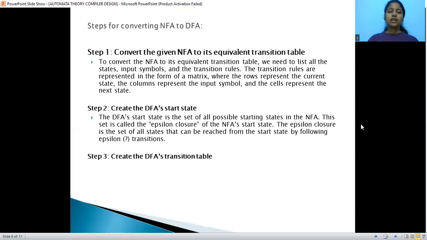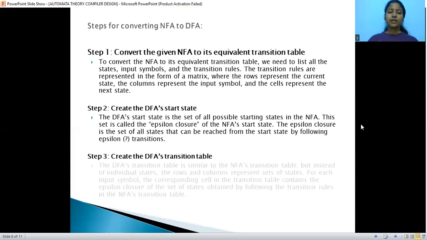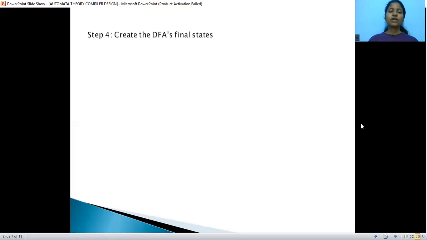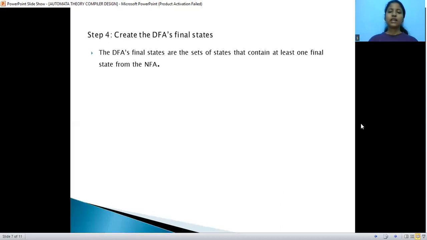Step 3, create the DFA transition table. The DFA's transition table is similar to the NFA transition table, but instead of individual states, the rows and columns represent sets of states. For each input symbol, the corresponding cell in the transition table contains the epsilon closure of the set of states obtained by following the transition rules in the NFA's transition table. Step 4, create the DFA's final states. The DFA final states are the sets of states that contain at least one final state from the NFA.